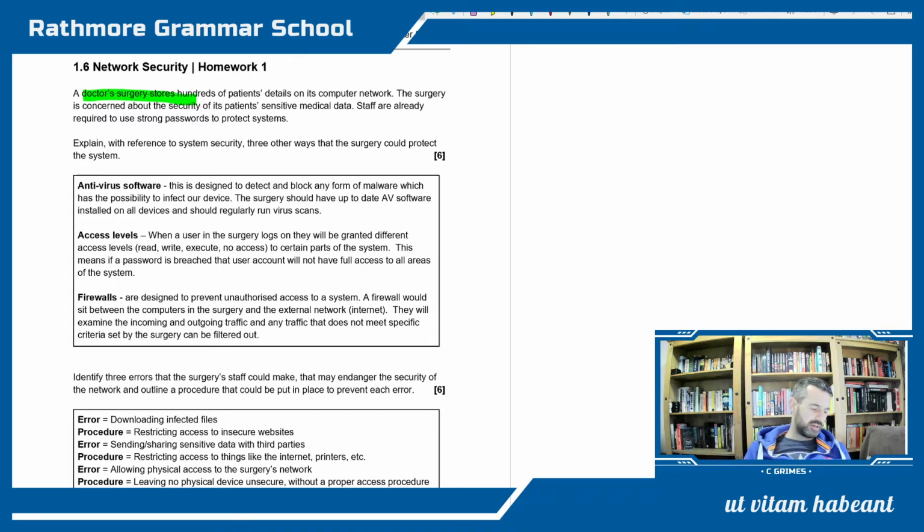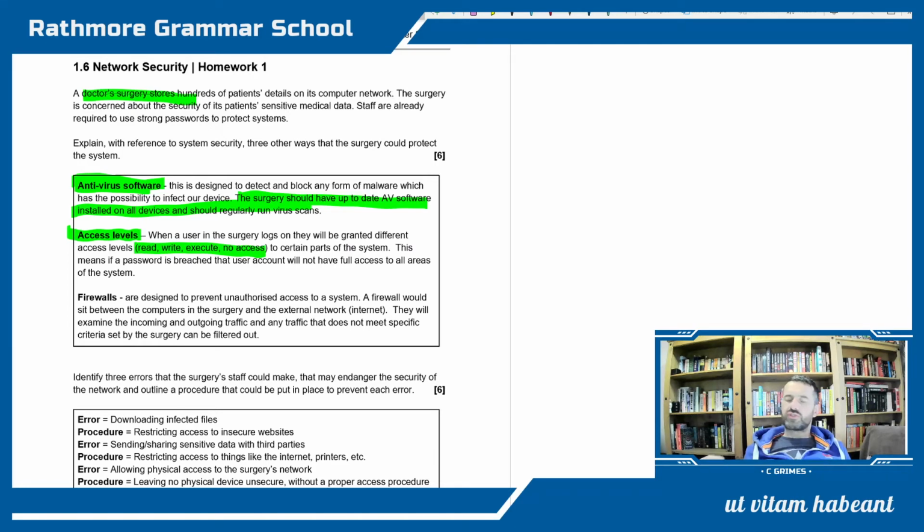So for example here, AV software, you get a point for stating it, but you must make reference to the doctor's surgery. And this, the idea that they should have up-to-date antivirus software installed on all machines and make sure they run regular checks if they want to quarantine files that aren't recognized, etc. Then access levels. The fact that they should assign different levels of access for every user.